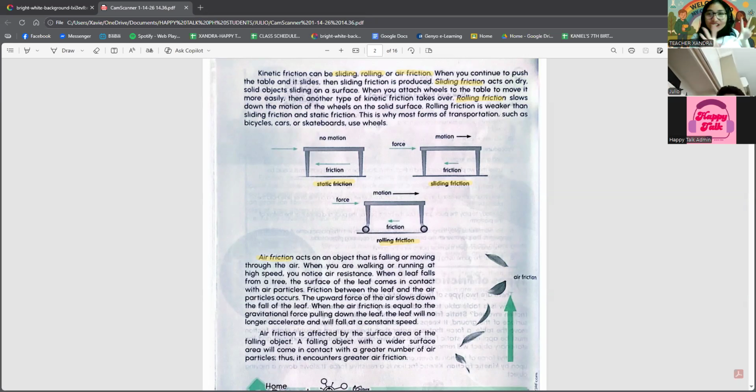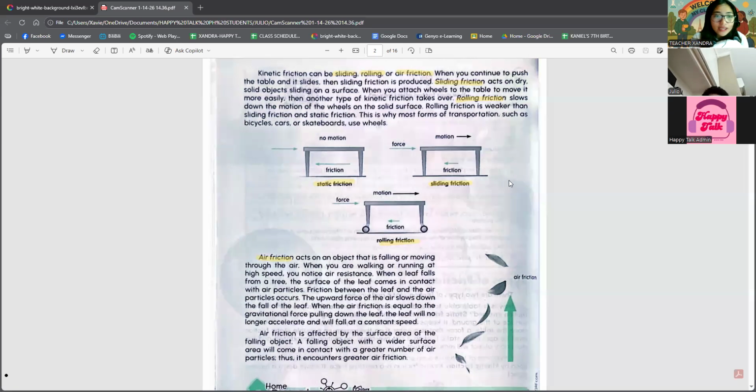Once the object starts to move, static friction stops and another type of friction takes over. And that is the sliding friction. No motion, that's the static. Static friction is strong, but when it starts moving, another force takes over, and that's what you call the sliding friction. Sliding friction is when things slide. Julio, are we clear on that part?